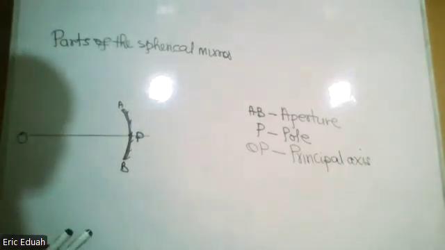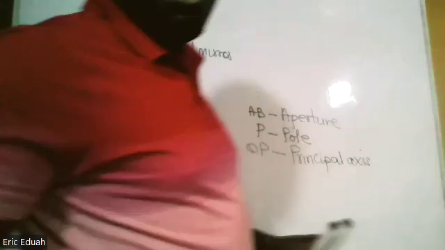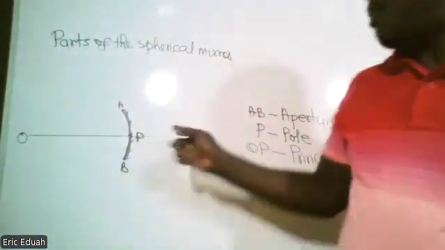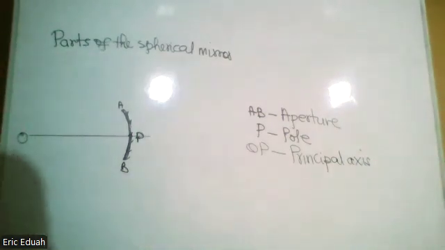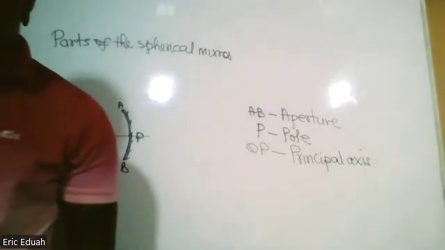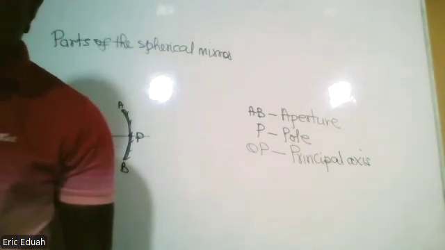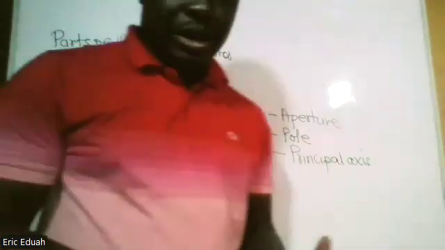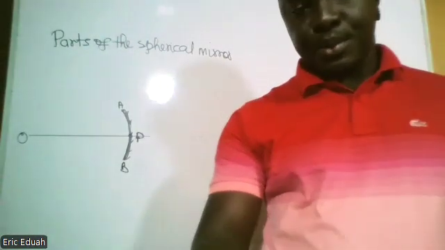And this is an imaginary line. Imaginary because, in fact, when you pick a mirror, you will never see this line. It is indicated for ray diagram purposes.